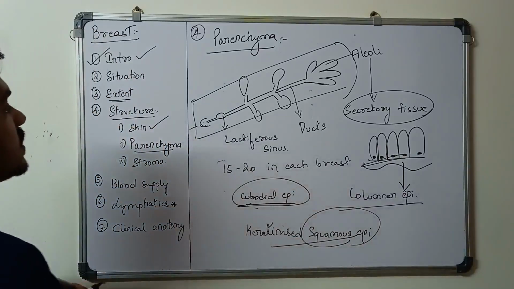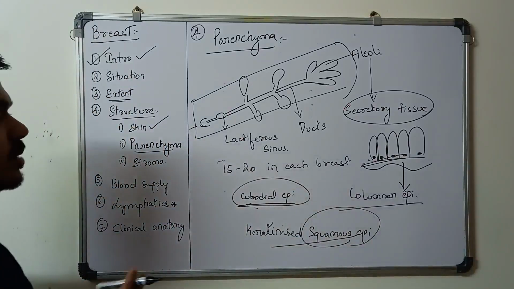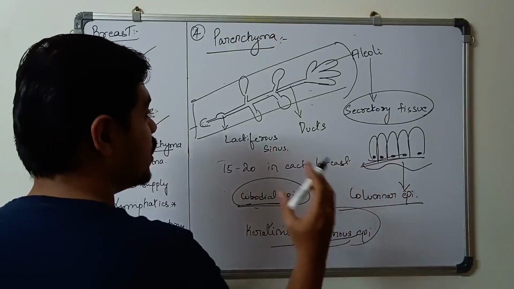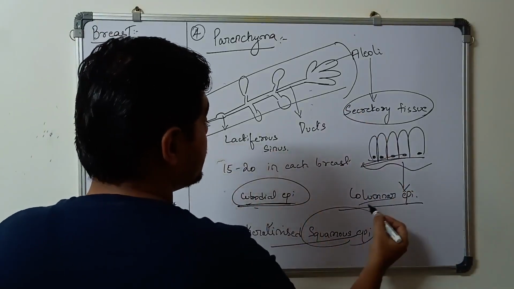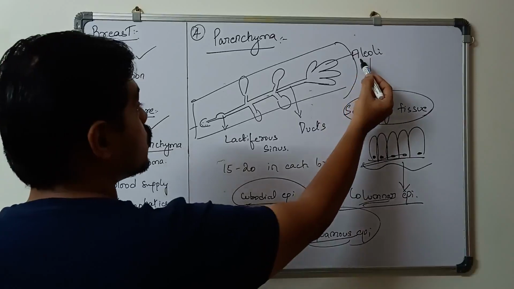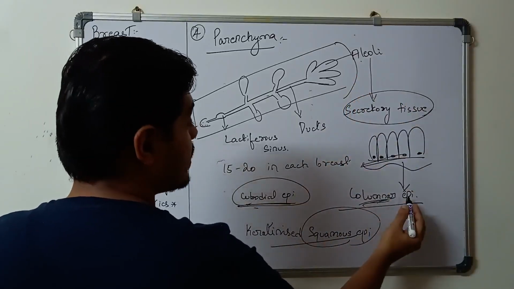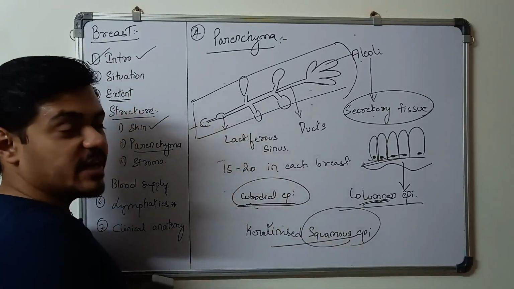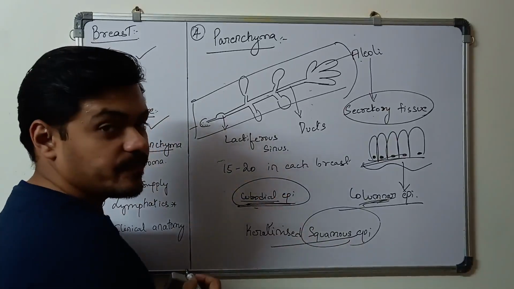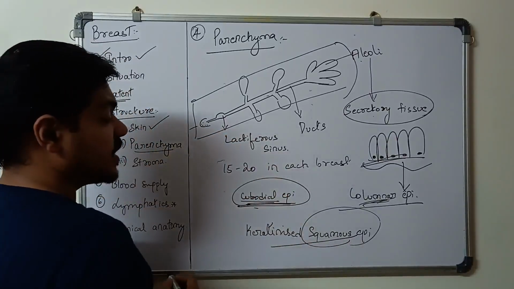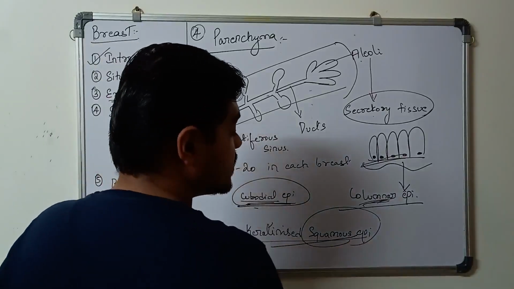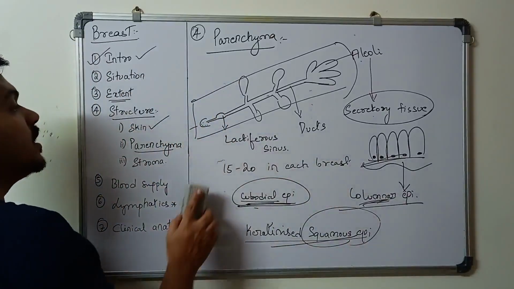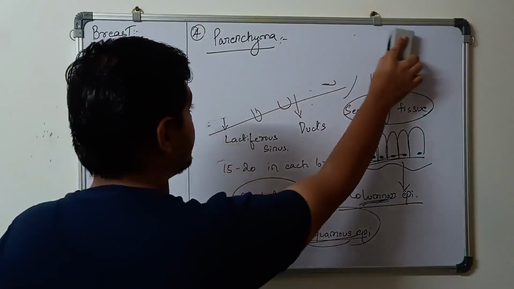So this is about the glandular tissue, a little bit about the histology as well. You need to know the lining epithelium of each of these. The alveoli are lined by columnar epithelium in their secretory phase, whereas in the non-secretory phase, they remain cuboidal. And the terminal parts of the ducts are lined by keratinized squamous epithelium. So that is about the parenchyma.